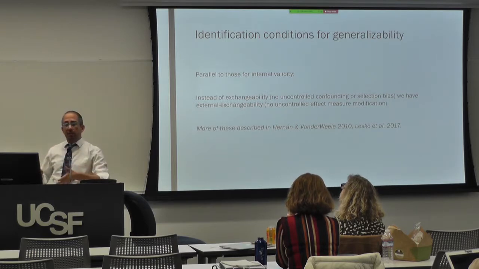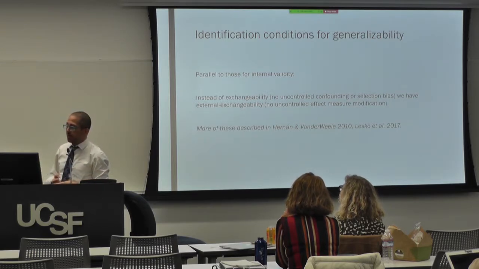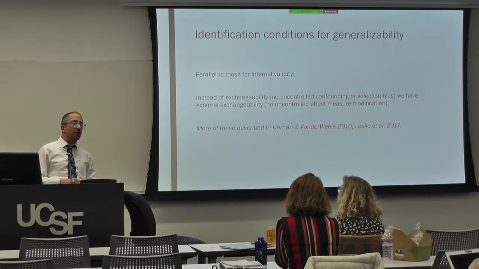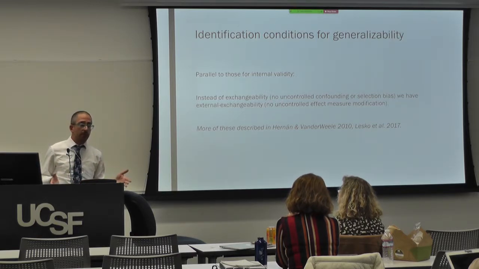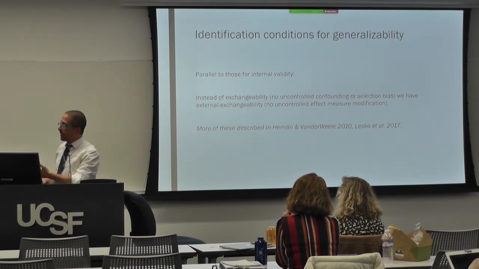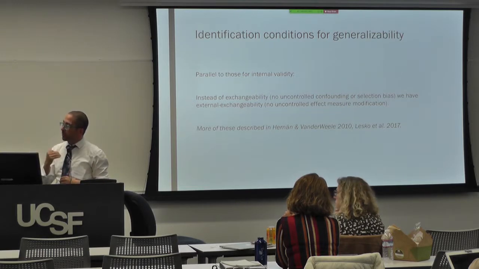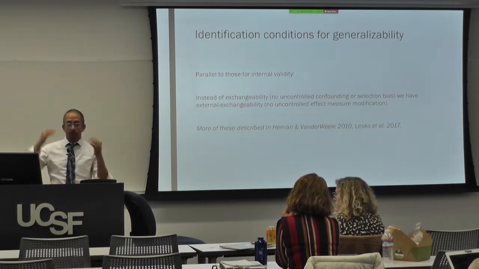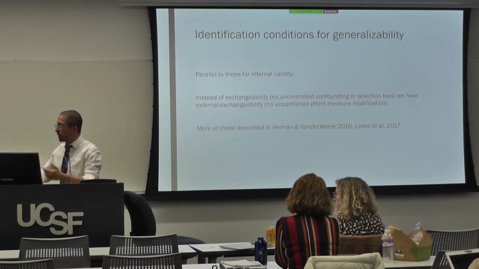We have a similar kind of assumption operating for generalizability, which is that we have no uncontrolled effect measure modification, right? So the example I gave earlier, where there's a different effect in younger women and older women, if the proportions of older and younger women are different between your sample and your target, you're going to be in trouble.